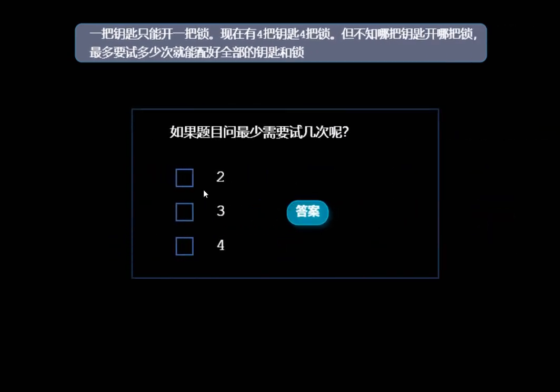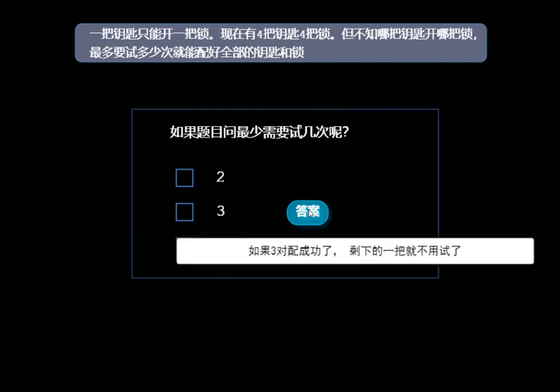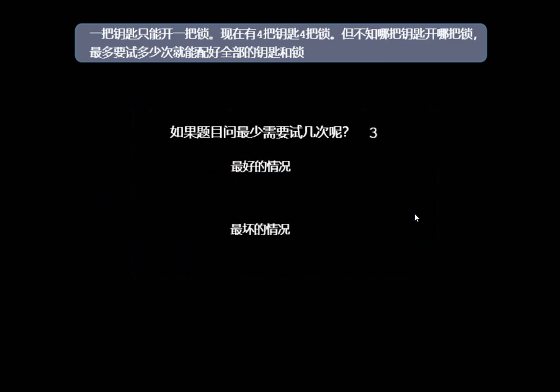One key can only open one lock. Now there are 4 keys and 4 locks, but it is unknown which key opens which lock. What is the maximum number of times to try the keys to match all the keys and locks? If 3 is successfully matched, there is no need to try the remaining key. The minimum number of tries is asking for the best case, and the maximum number of tries is asking for the worst case.